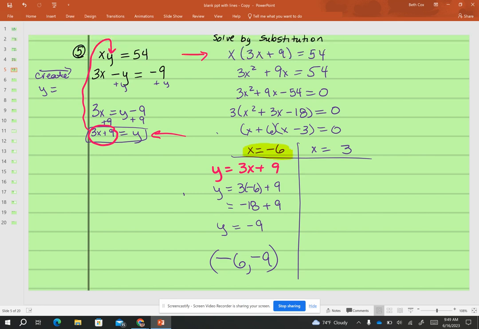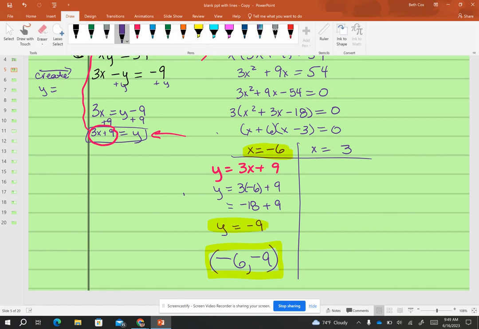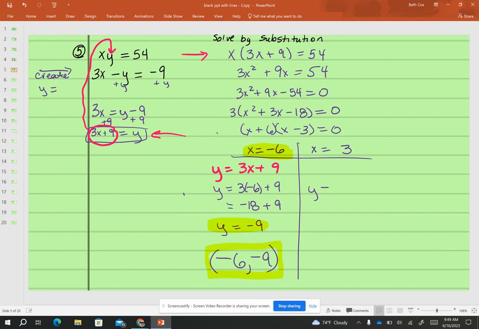When x is negative 6, y is negative 9. And that's the answer. Next one, we'll do the exact same thing. I'm going to take x and plug it into this equation.